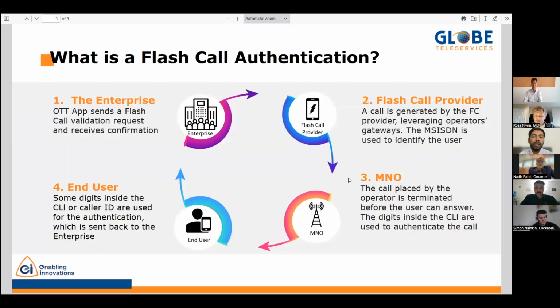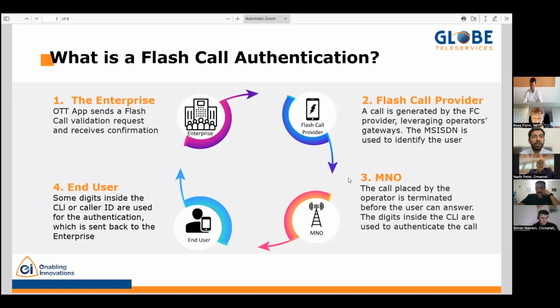So, a quick understanding of what exactly flash call authentication is. We are all used to downloading an app and receiving a one-time password, typically as an SMS. We enter that one-time password into the text box of the app and we get authenticated. Simple, right? But today there are new mechanisms of authentication which are also taking over the market. There are certain pros and cons of them, and that's what I'm here to talk about.